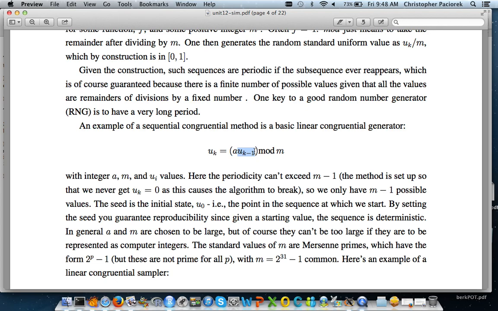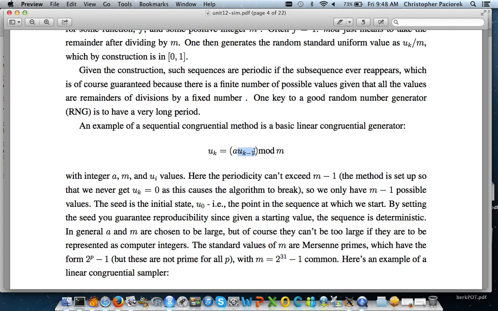But suppose we start out with u sub 0 equals 2. Well, my recipe is take 2 times 7, that's 14, divide by 13, and take the remainder. So that's going to be 1. So u sub 1 is going to be 1. 1 times 7, divide by 13, take the remainder, that's going to be 7. So that's u sub 2. U sub 3, 7 times 7 is 49, divide by 13, that should be 10. I'm just going to proceed.